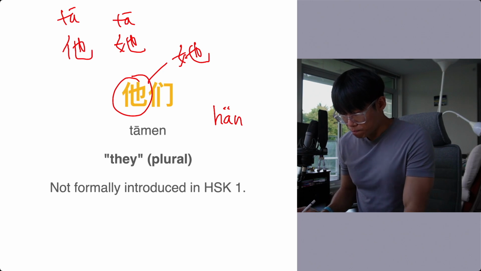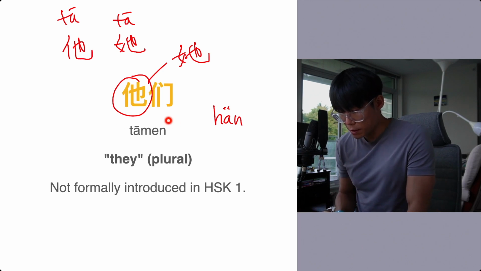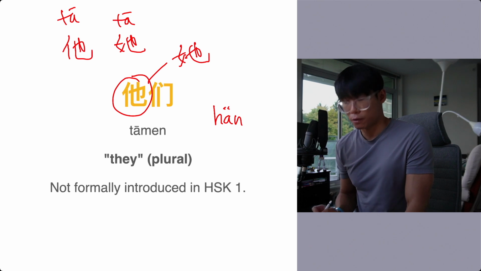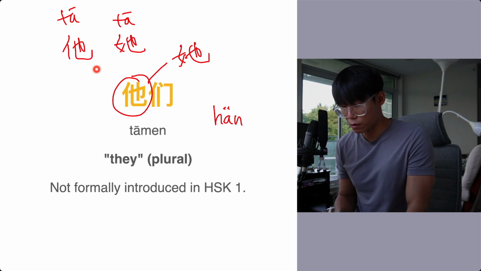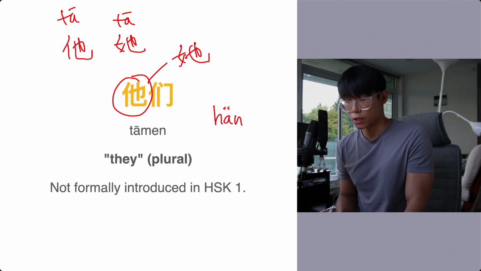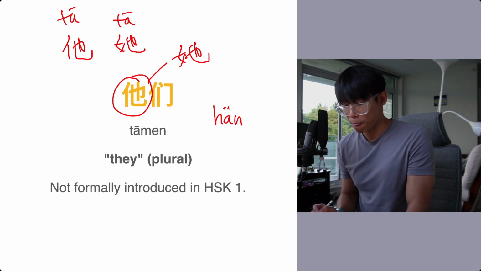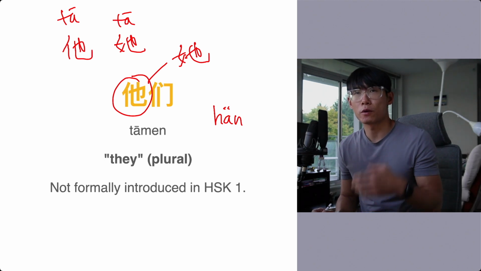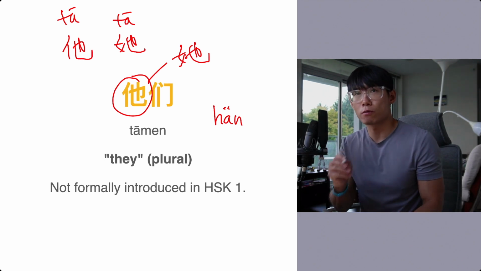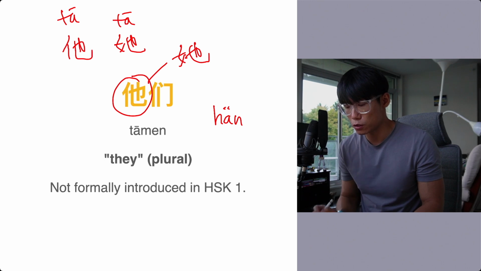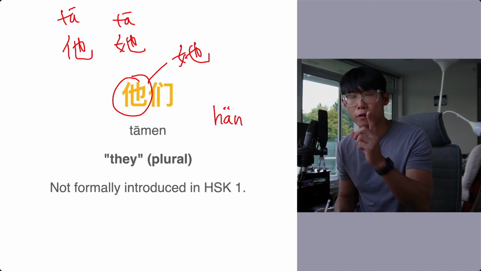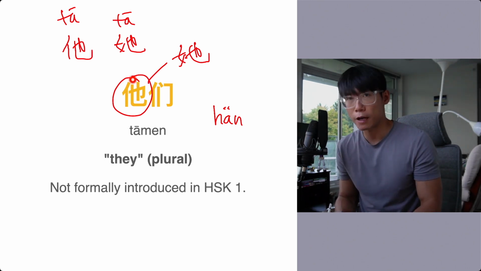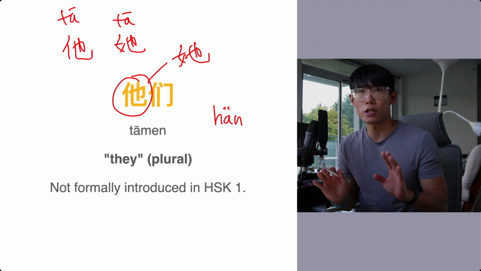And moving on, 他们 means they. In Chinese, we have two third-person singular pronouns, 他 and 她. We think of them as the same pronoun when we're speaking, but when we're writing, we distinguish these two. So really, in Chinese, there's only one third-person singular pronoun, that is tā. We do not differentiate the genders.